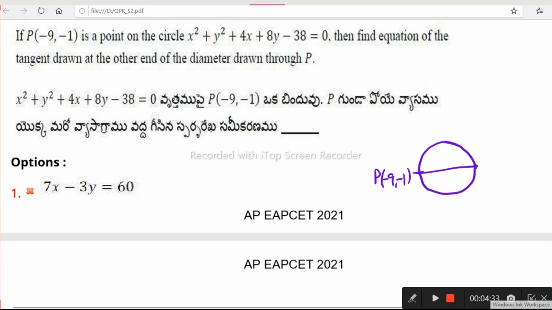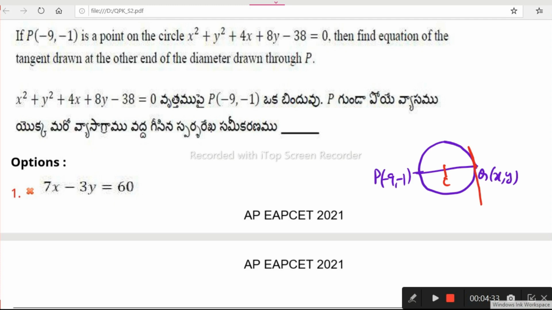We want to find out the equation of the tangent at the other end of the diameter of the circle. Other end I am taking as some Q(x, y). How can we find the point Q(x, y) first? We know clearly PQ are the ends of the diameter, which means the center C is the midpoint of PQ. After that, we can find the equation of the tangent at Q.